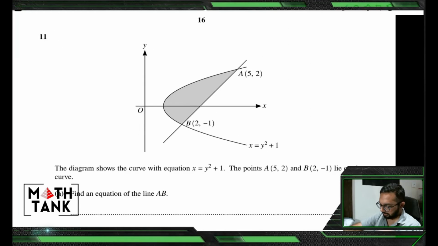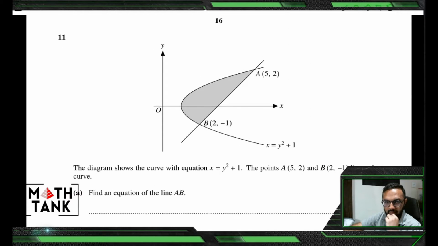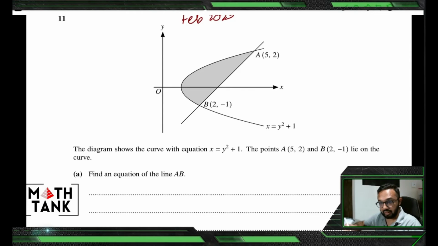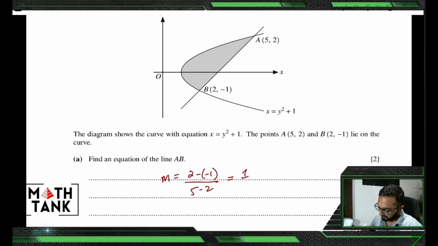There is another question that seems a little challenging. Let's try to do this. Although it's not very challenging, but I'm still going to do it. I'm still doing February, March 2023. So let's quickly do that. It says find an equation of the line AB. So I'm going to first find the gradient, y2 minus y1 over x2 minus x1. That's 1. So that line is y minus y1 equals m times x minus x1. So I get y equals to x minus 3. That's the equation of that line.